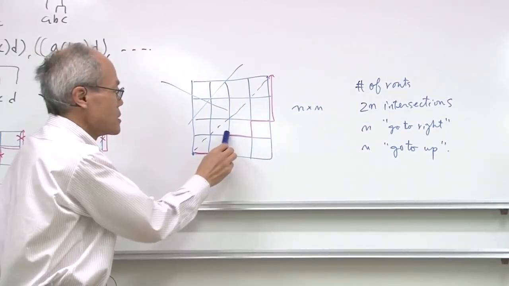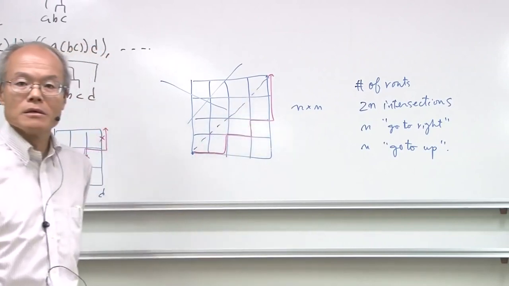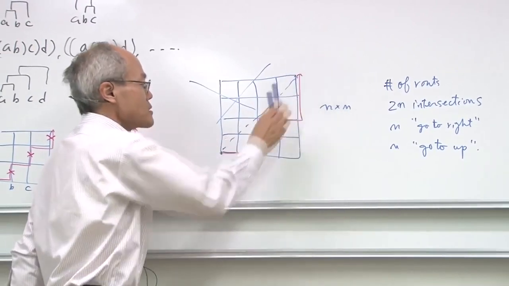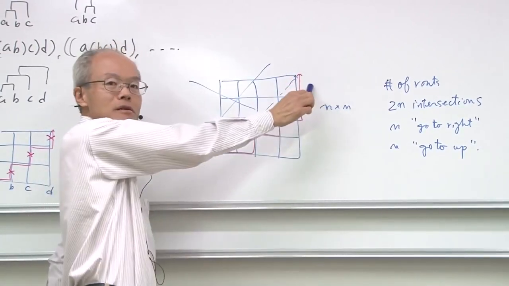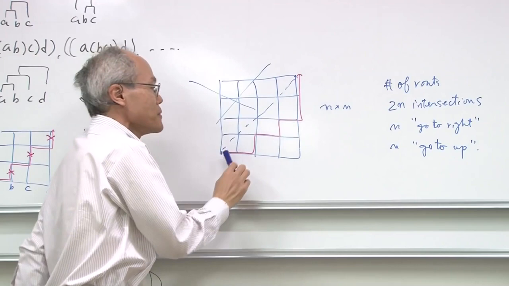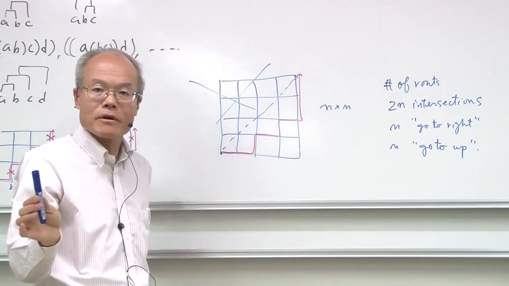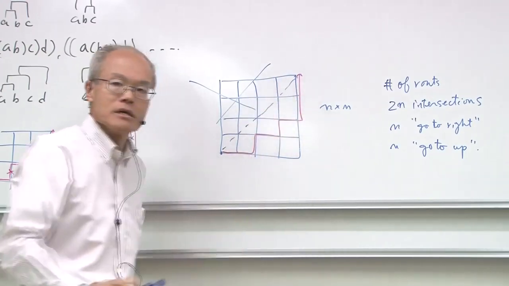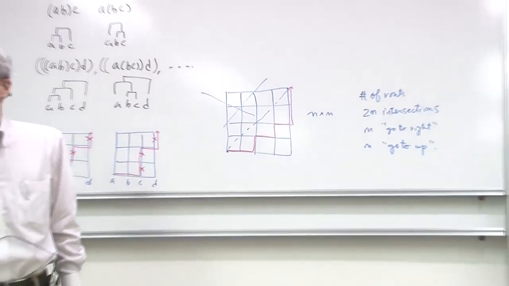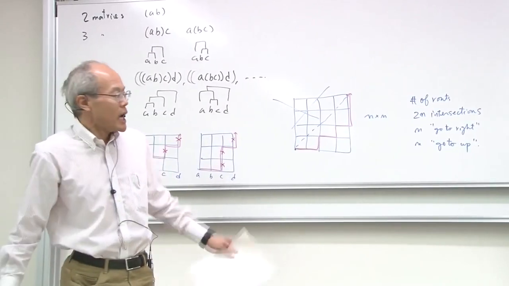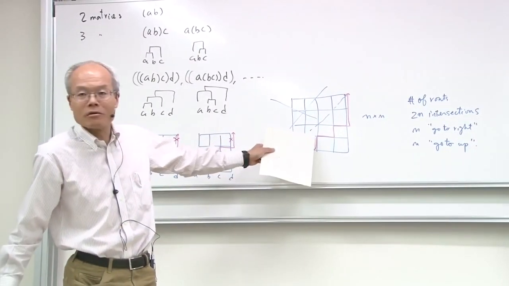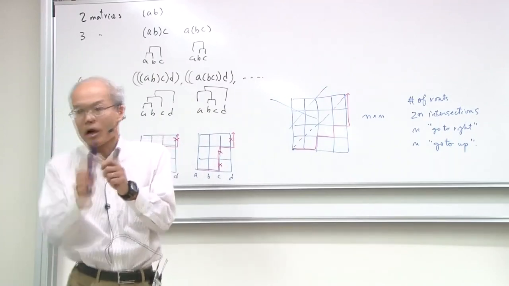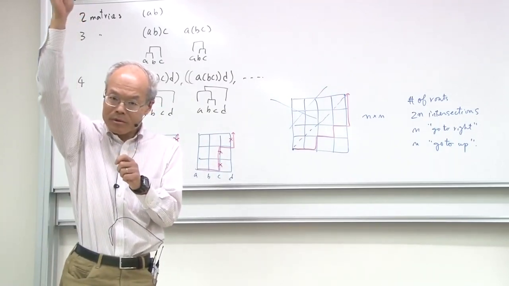Intersection means here. Okay. So you have n points here and n points here. So n plus n intersections. That's the same for any route, right? So if you go like this, you still go through 2n intersections, I'm sorry. And in each intersection, your choice is go to your right, or up. There are only two choices.